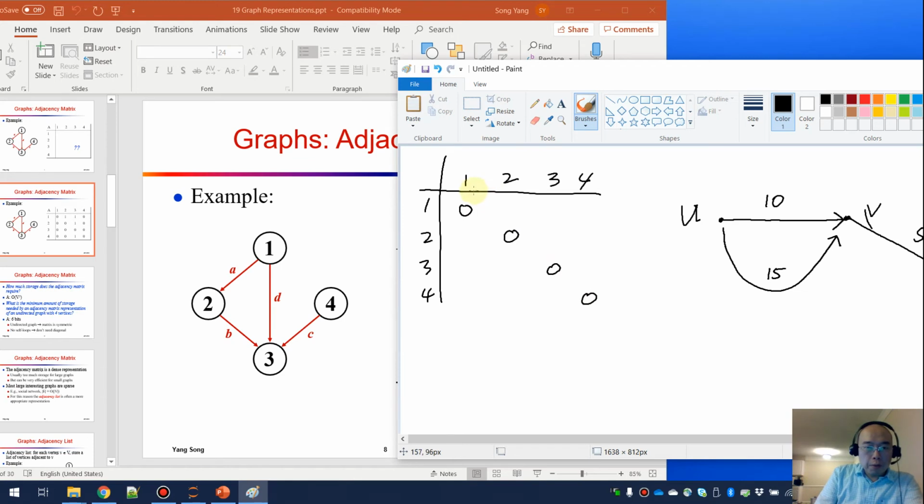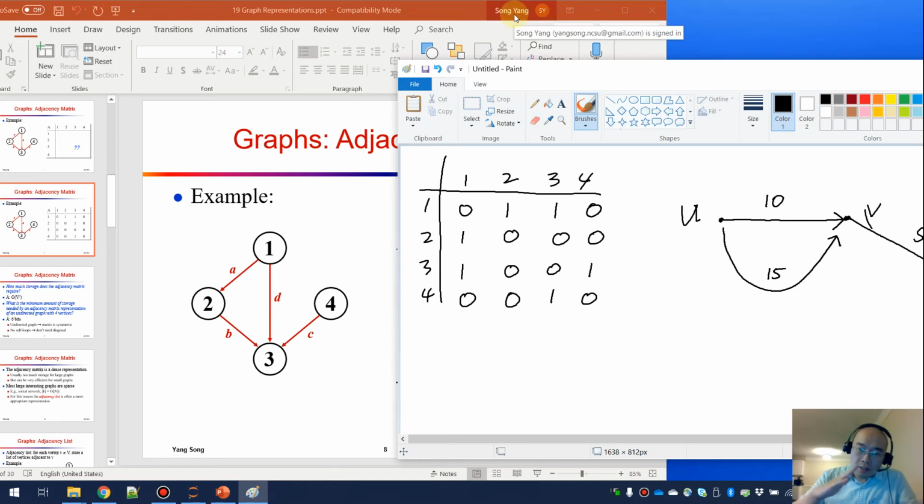Okay, and from 1 to 2, there is a 1. If we are considering this as an undirected graph, then from 2 to 1, that is also a 1. The same thing from 1 to 3, that is a 1, and 3 to 1 is also a 1. Then from 4 to 3, there's a 1, and 3 to 4 is also a 1. I'm going to fill in the remaining slots with zeros. So we are still using the same example, but we are assuming it is an undirected graph.